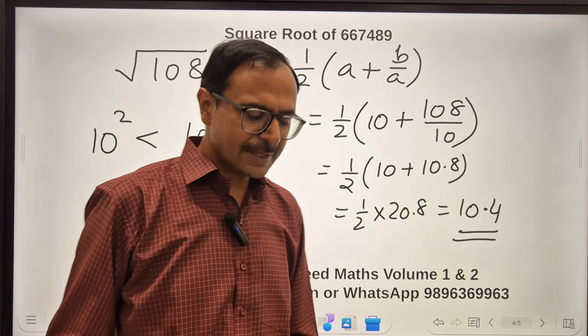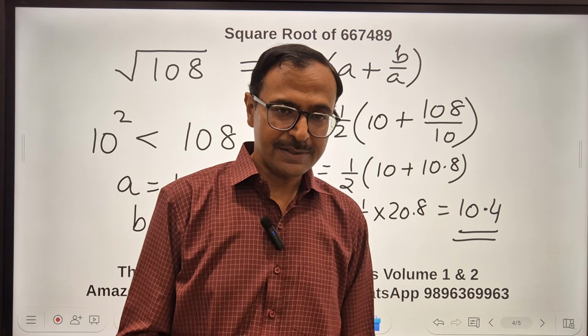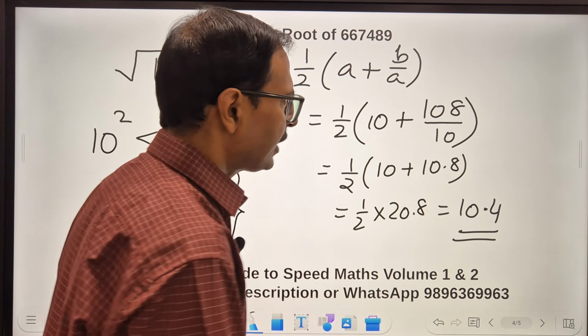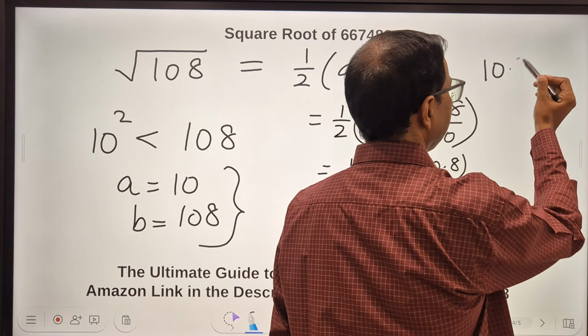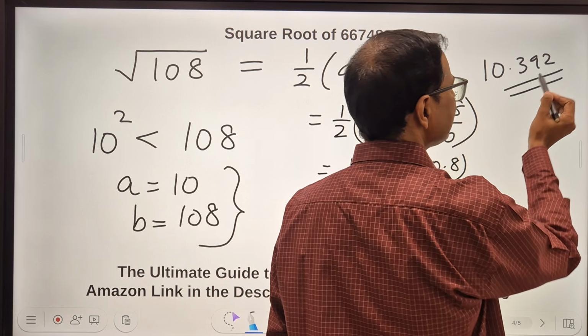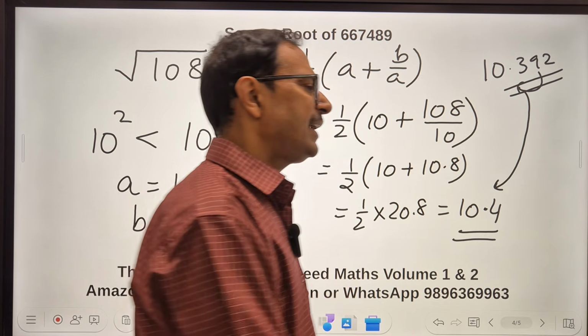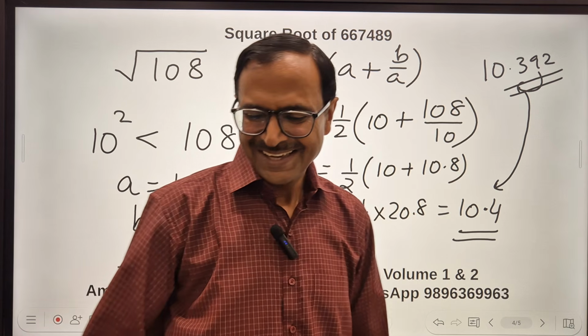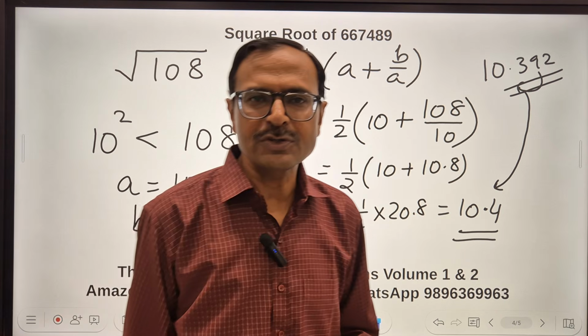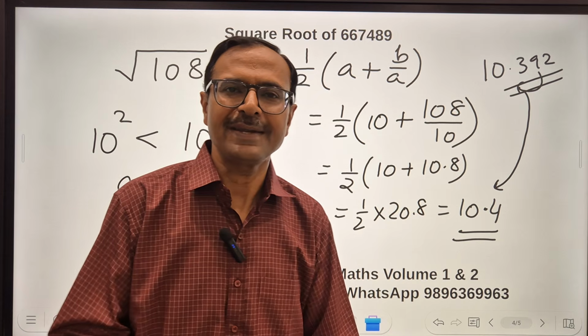Now pick up the calculators again. Square root of 108, is it 10.4? The calculator will say 10.392. Round it off to one decimal place, you have the answer 10.4. So smartness, in approximation, you always work on your smartness.